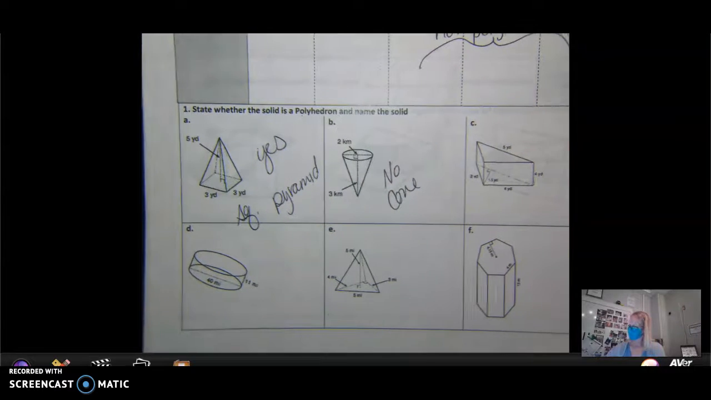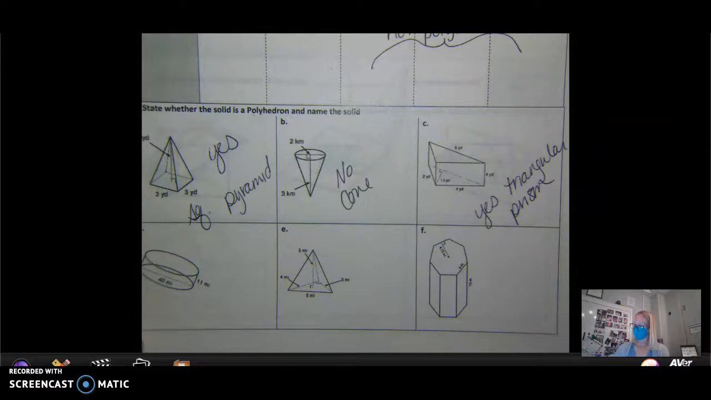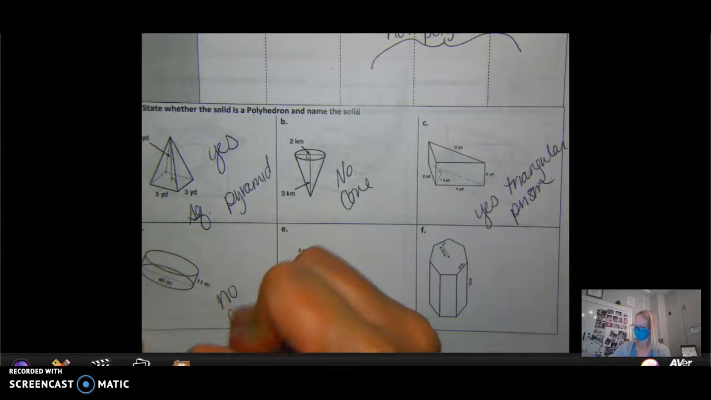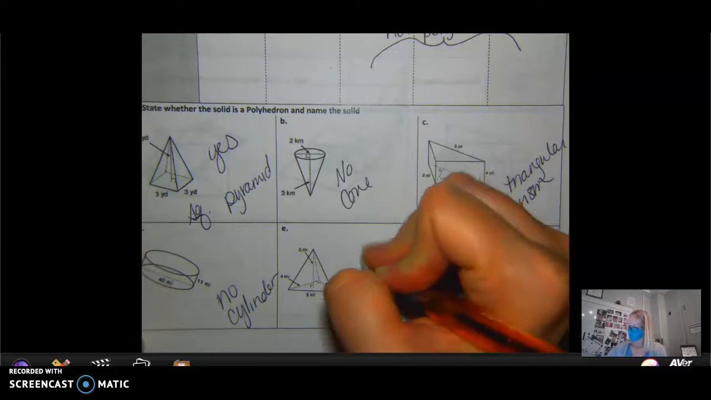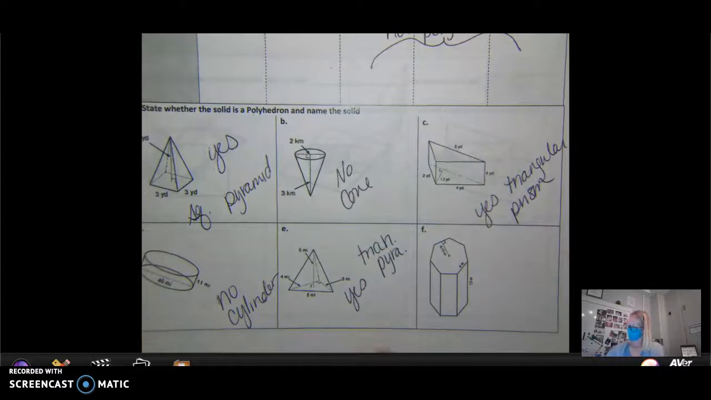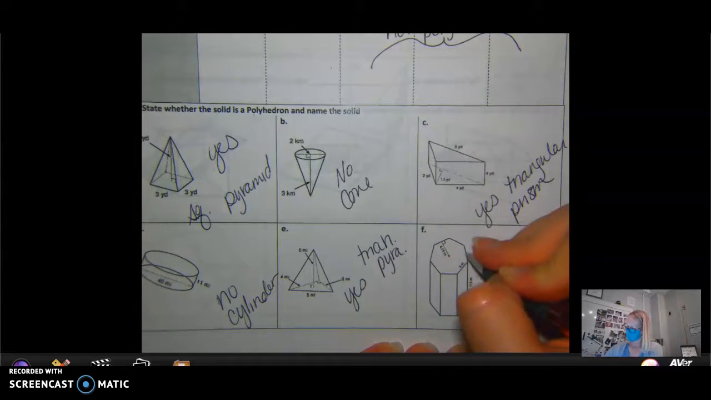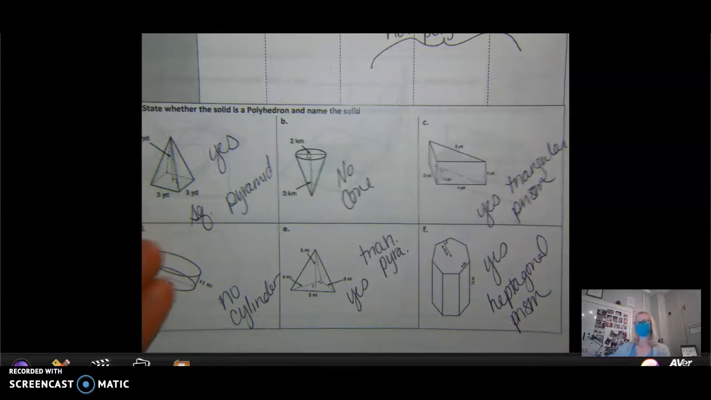C, yes or no? Yes. Do you guys know what this is? It is a triangular prism. Yes or no on D? What is that guy? Yes or no on E? And it is a? And yes or no on F? How many sides? 1, 2, 3, 4, 5, 6, 7. So what do we call that? Hexagonal prism. Any questions on that, guys?